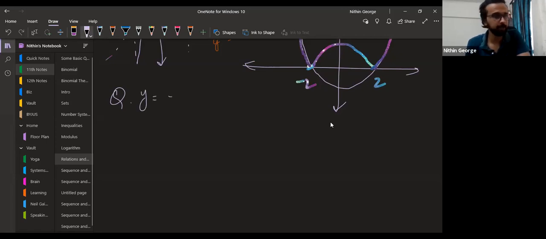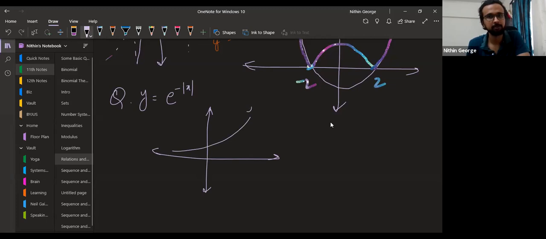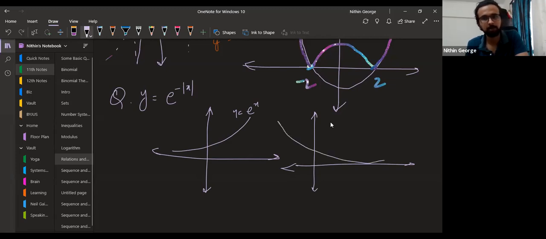We're continuing anyway. Y equal to e power minus mod x. Draw the graph of this. Okay. First I'll draw e power x graph. Okay, this is e power x graph. Y equal to e power x graph. So y equal to e power minus x. What will that look like? Like this, y equal to e power minus x.